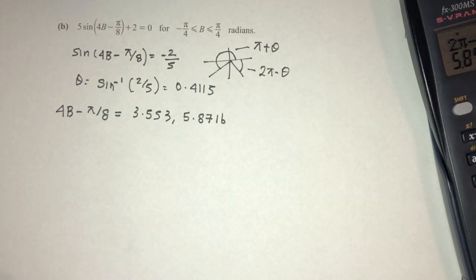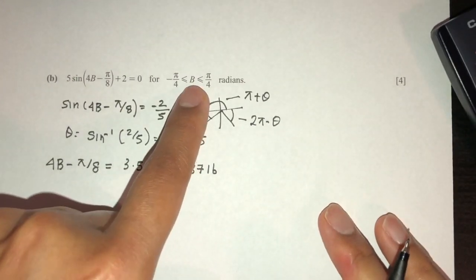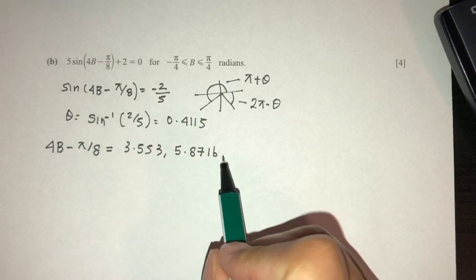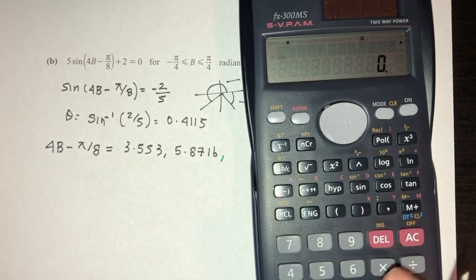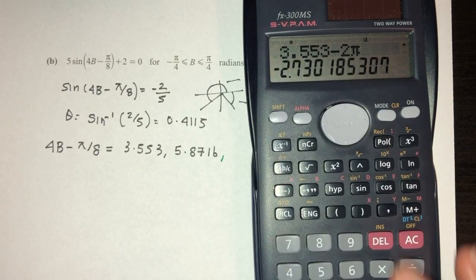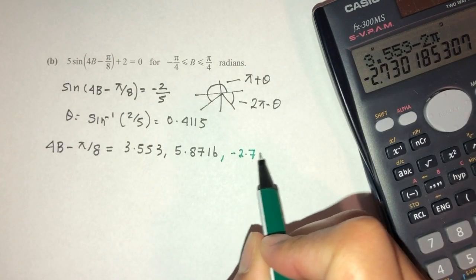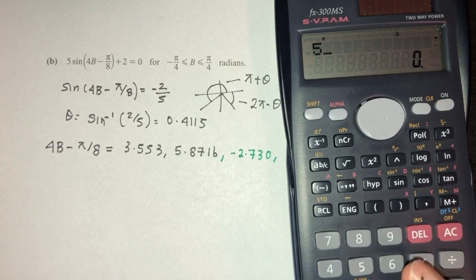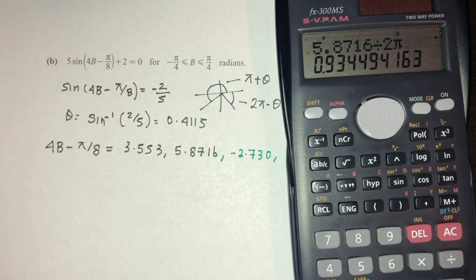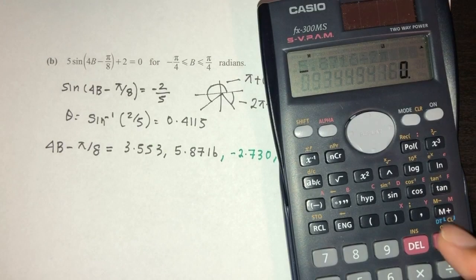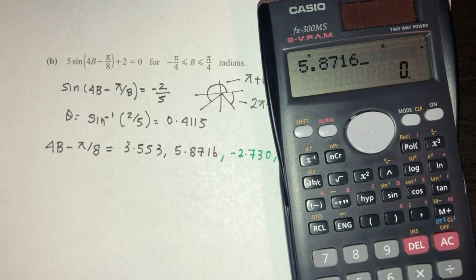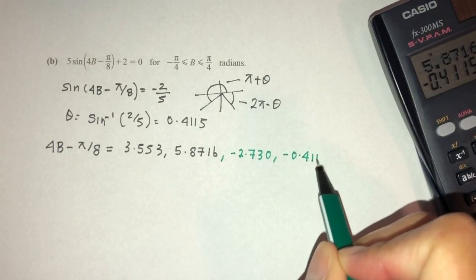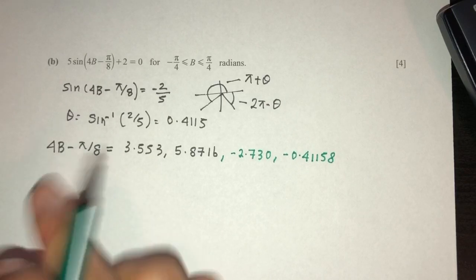So for now we're just writing many decimal places, but in the end you have to provide your answer correct to 3SF. Okay, now since you can see that b is also on the negative side, we have to find the negative parts for this answer. So we have to subtract 2 pi from each of them. So 3.553 minus 2 pi, that should be minus 2.730. Then we have 5.8716 minus 2 pi. That will be minus 0.41158.